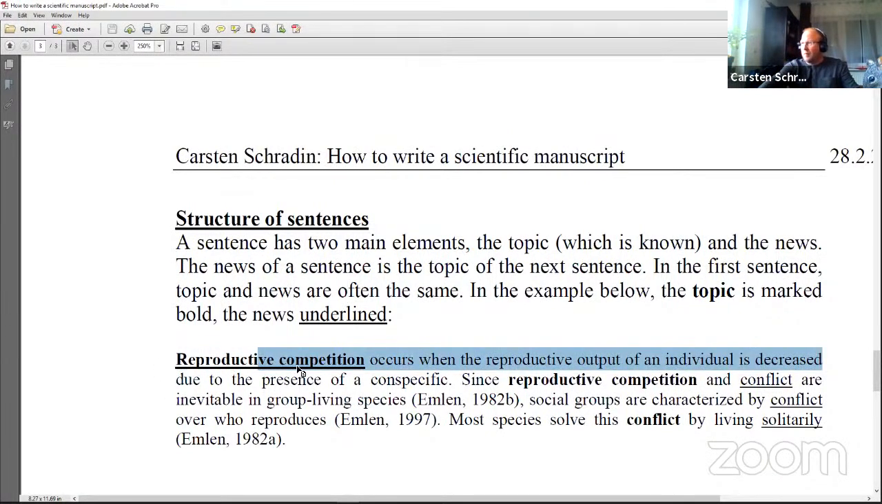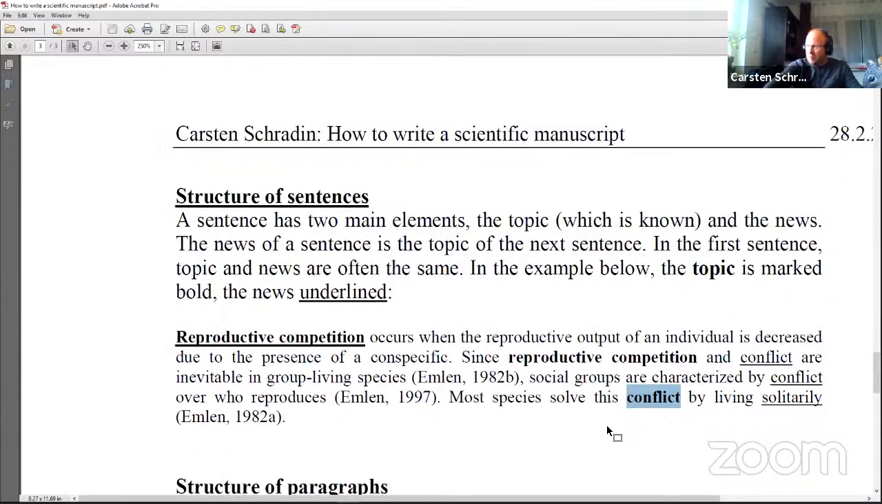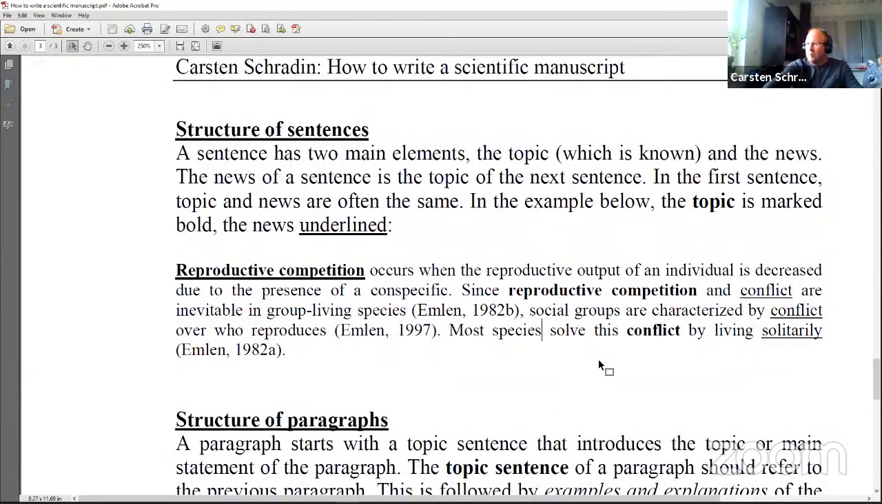So this is the topic, marked bold. Reproductive competition occurs when the reproductive output of an individual is decreased due to the presence of a conspecific. And then this is in the next sentence again the topic: since reproductive competition and conflict, that's the new information coming up now, are inevitable in group living species, social groups are characterized by conflict over who reproduces. And so the news of this sentence then becomes the topic of the next sentence, and then it might be explained or put in more detail.